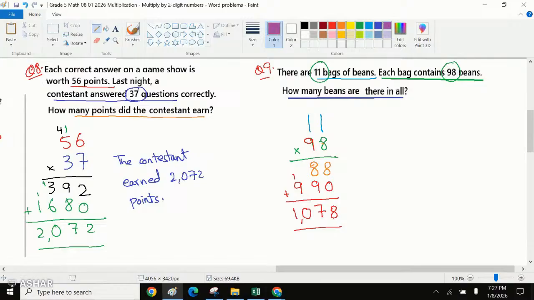How many beans are there altogether? We say there are 1078 beans in how many bags? 11 bags.